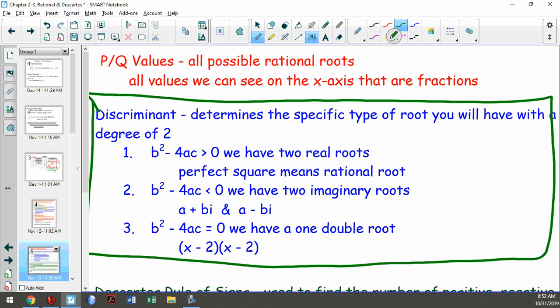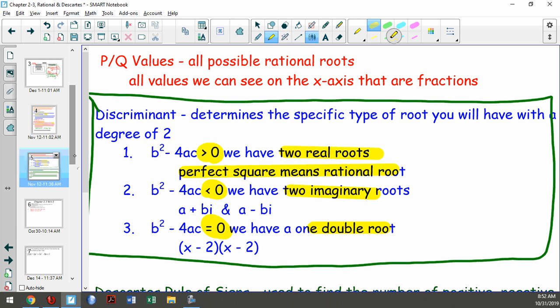And what this says is you are simply going to do b squared minus 4ac and say, is it greater than, less than, or equal to 0? If it is greater than 0, then you're going to have 2 real roots. If it's a perfect square, that means it's rational. If it's less than 0, then you're going to have 2 imaginary roots, because can you take the square root of a negative number and be in the real number system? No, which is why it's going to be imaginary. And if it is equal to 0, that means you're going to have a double root. Okay?